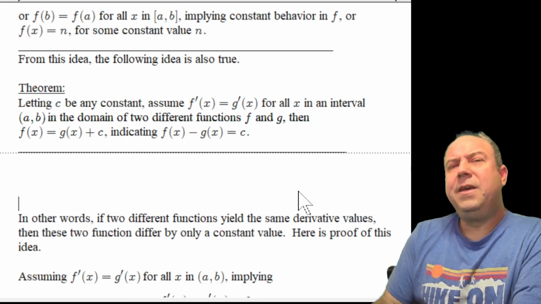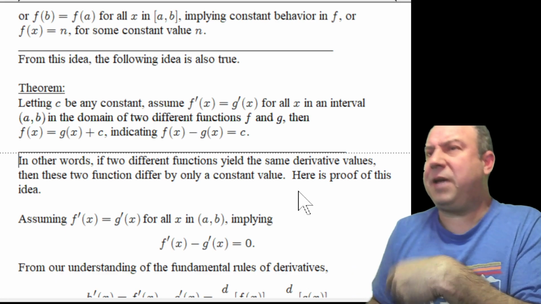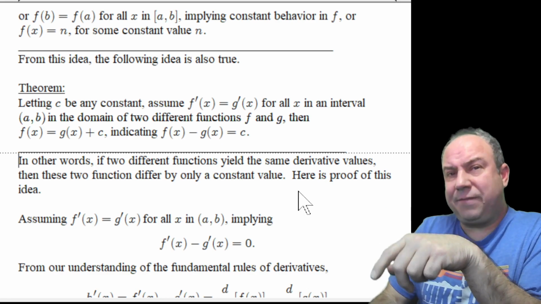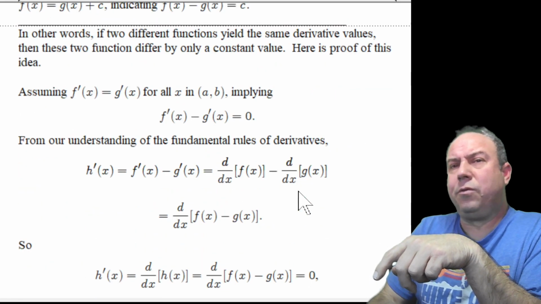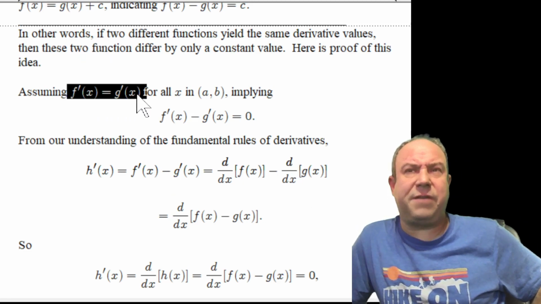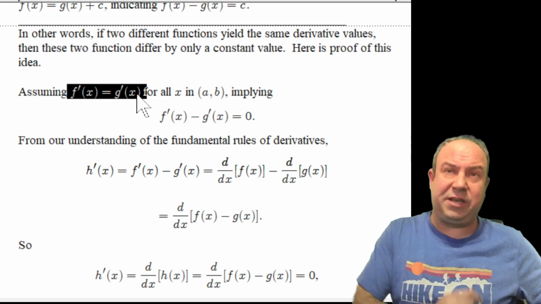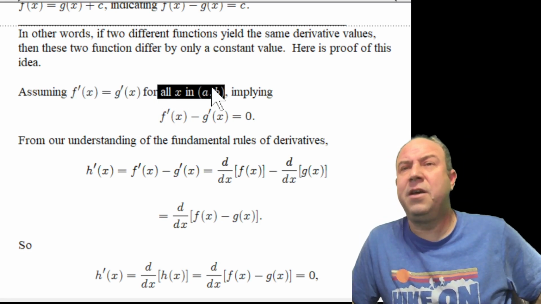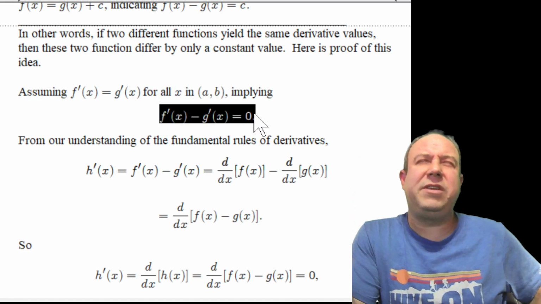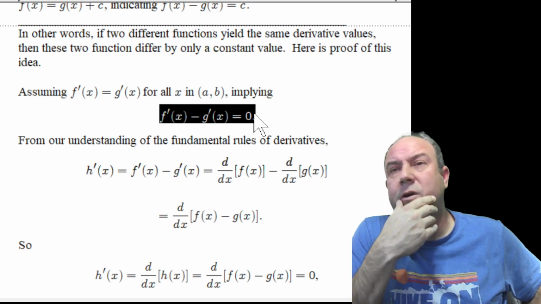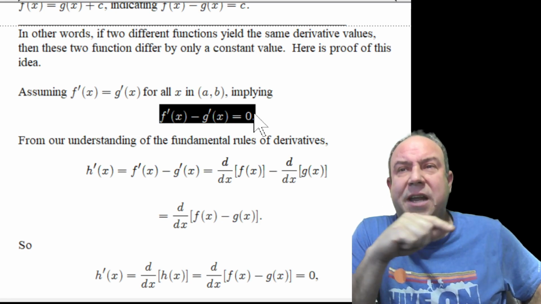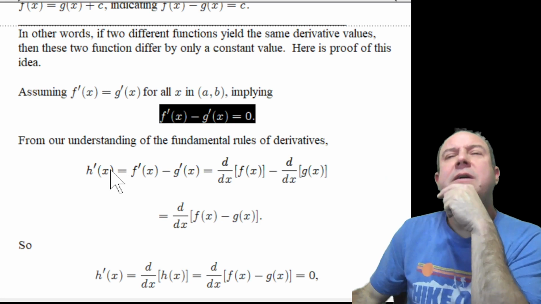That has a very important implication. In other words, if two functions yield the same derivative values, then these two functions differ by only a constant value. And here's our proof. We assume that we have two functions f and g that both have the same derivative. f prime of x is equal to g prime of x for all x in an interval from a to b. Implying that if we look at the difference of their first derivatives, it is equal to 0.